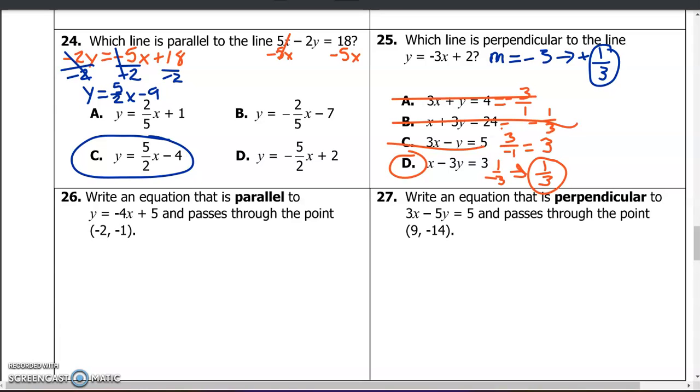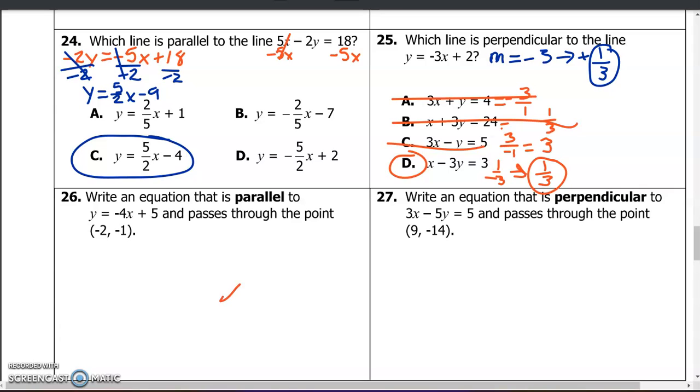Now 26, write an equation that's parallel to y equals negative 4x plus 5 and passes through this point. So remember, parallel means same slope. So essentially they're telling me my slope is going to be negative 4. Okay, and now I just have to find a line that passes through that point. So this is where you use point slope formula.